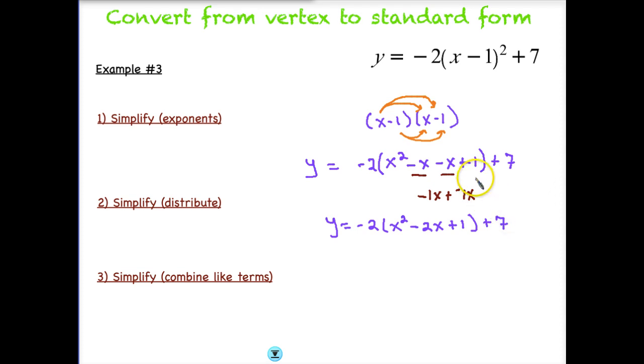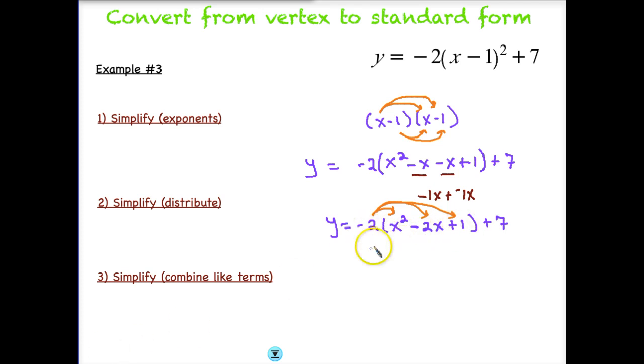Okay, again, notice how important it is to always rewrite everything completely and not to skip steps so we don't miss any of our numbers. Okay, now we can move on to step 2. Let's simplify by distributing. So we need to get rid of these parentheses, but we do have a negative 2 out here. So what I want to do is I want to multiply the negative 2 into the parentheses. So I'm going to multiply it by each of these terms. So I'm going to multiply negative 2 by x squared, negative 2 by negative 2x, and negative 2 by 1.